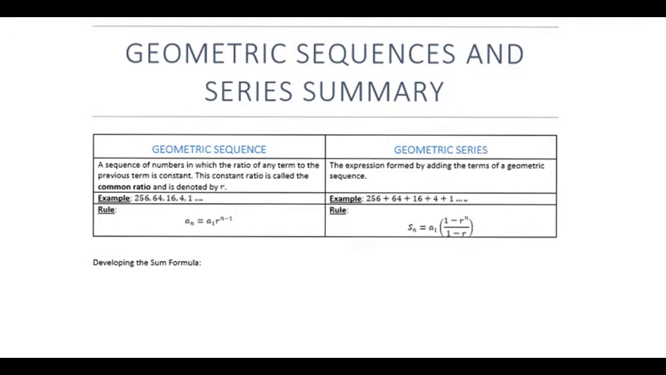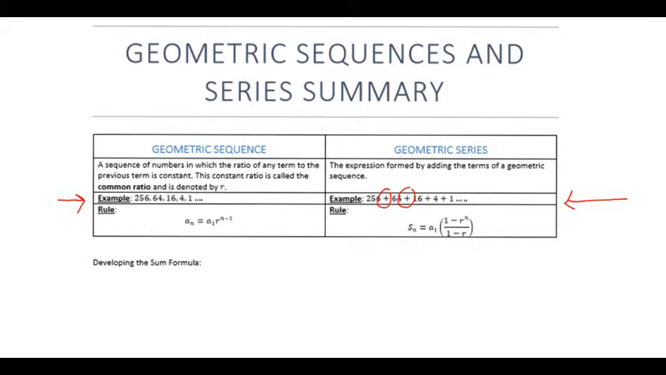So the first thing that I want to talk about is what is the difference between a sequence and a series. If you notice in both of the examples that I have written here in the chart, the numbers are the same, but a geometric sequence is a list of numbers and a geometric series is a sum of those very same numbers. What makes the sequence or the series geometric is that there's a common ratio between any term and the previous term.